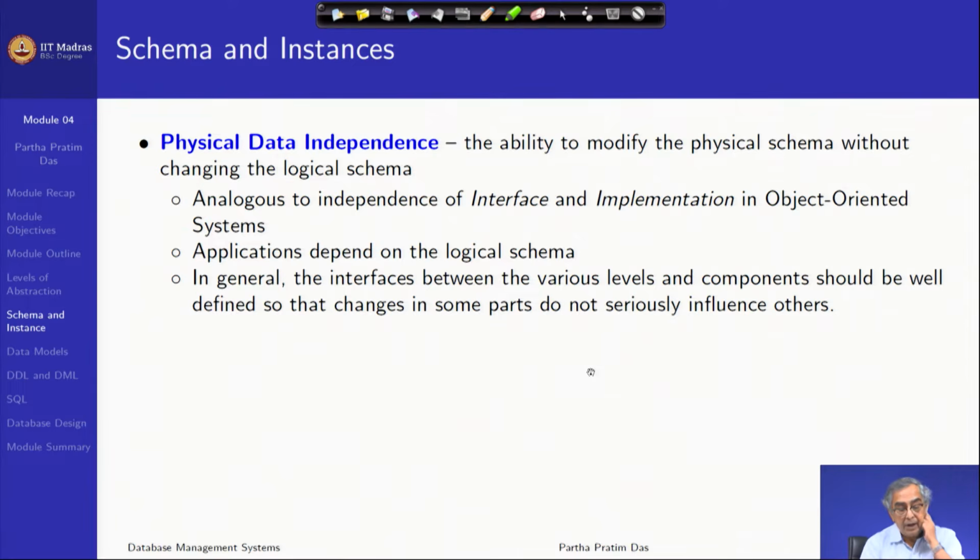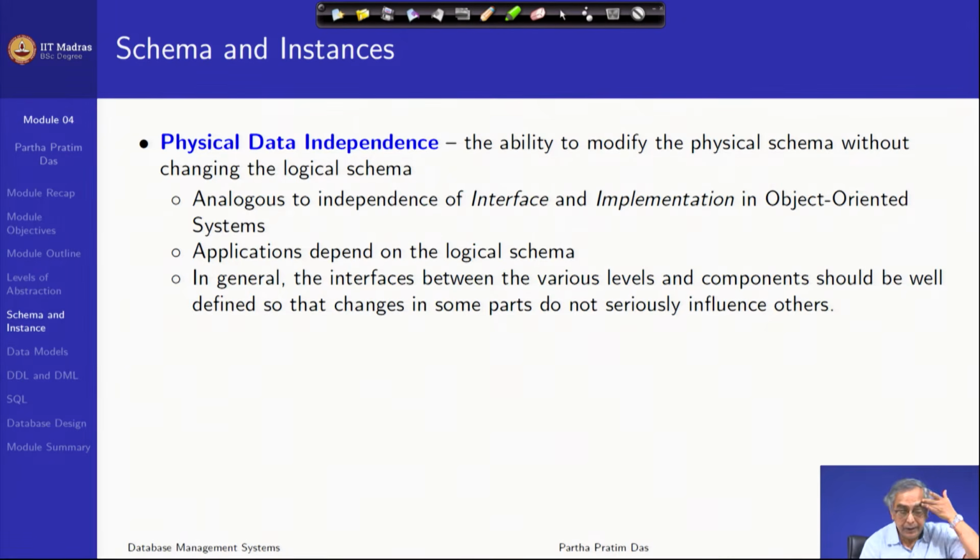Now, in the schema and instance, there is a concept of physical data independence, that is, you should implement or design the schema in a way so that when certain changes are made at the physical level of abstraction, that should not significantly affect the logical level. So that these two can remain independent. If I make some changes in the physical level, it should not change my logical level, at least significantly.